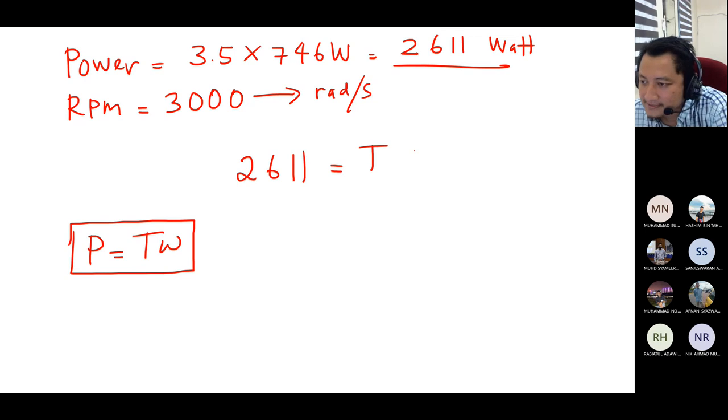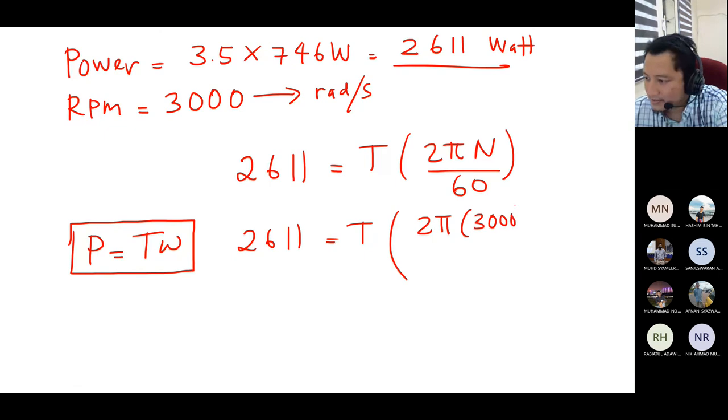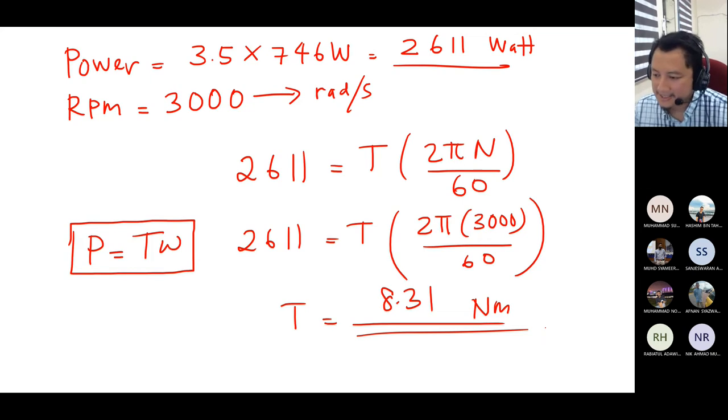2611 equals torque, then times 2 pi N over 60. 2 pi N over 60 is the formula for omega. So 2611 equals torque times 2 pi times 3000 over 60. The unit is Newton meter. Got it, 8.31 Newton meter.